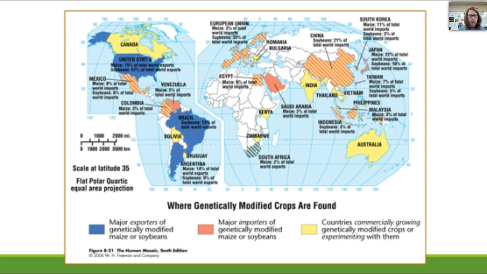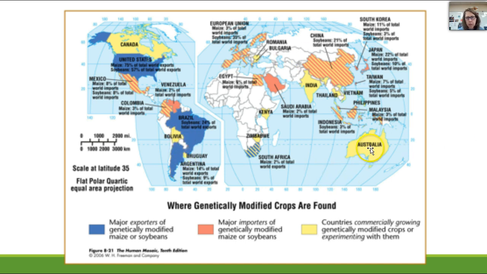Although they can be an efficient way to grow things, or they're bred for certain resistances. And so really, if you look here, it's North America and South America that are growing the genetically modified organisms to sell to other places, to export to other places.